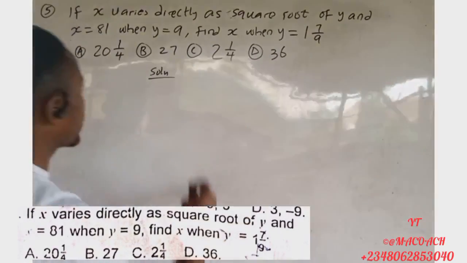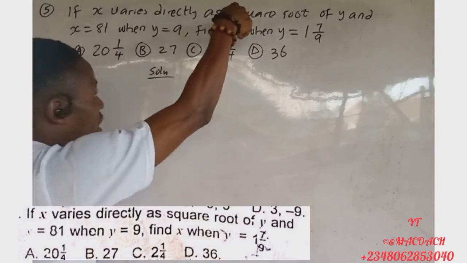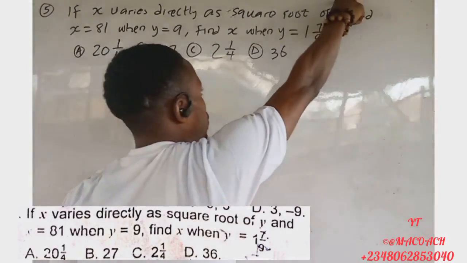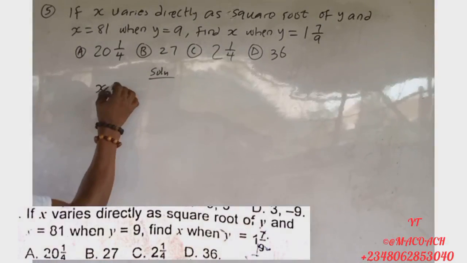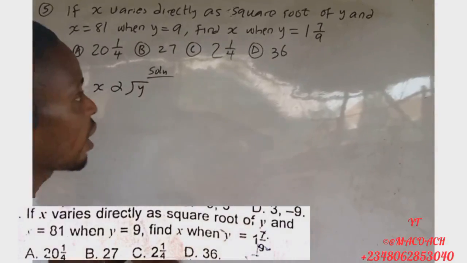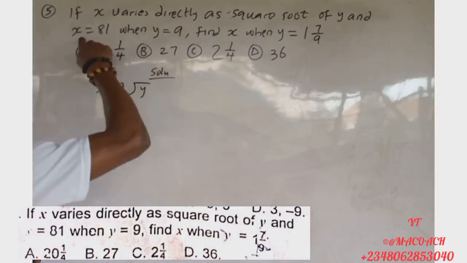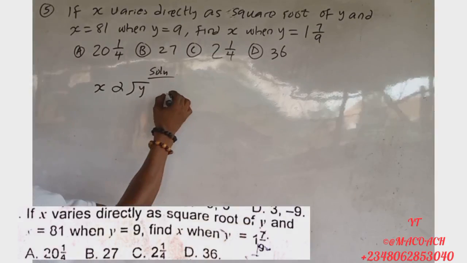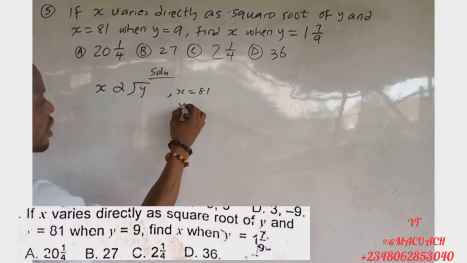So to interpret what they are saying here is very simple. S varies directly as the square root of y, so it can be written as s varies directly to the square root of y. And s is equal to 81. So here we have s equal to 81, and we have y equal to 9.